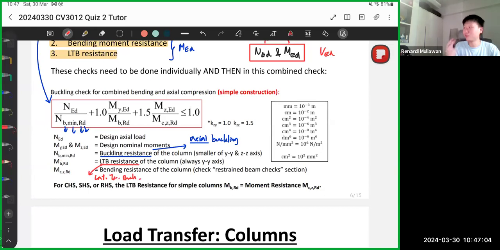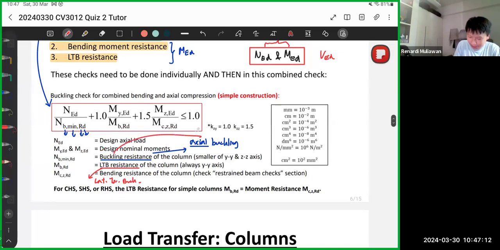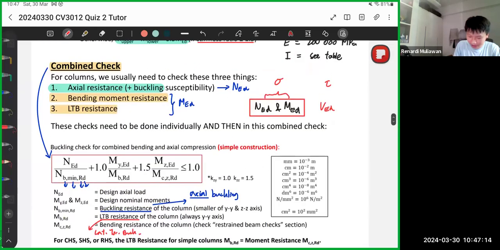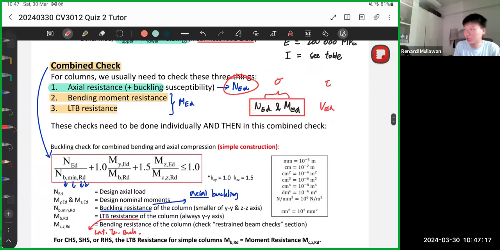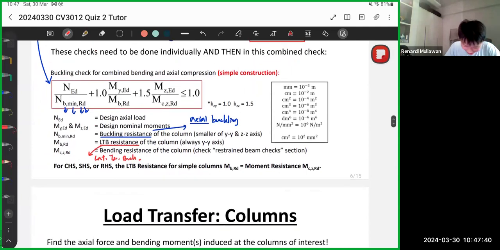So if you notice, there are two kinds of buckling here. There's the axial buckling, there's the LTB. If we mention buckling, it refers specifically to axial buckling. So axial buckling is the one which is caused by NED, where LTB is caused by MED. So there should be a clear distinction between the two. Don't mix the two. Okay, we will see later. The design process of LTB and axial buckling is very similar. So that's why the distinction between the two must be really, really clear.